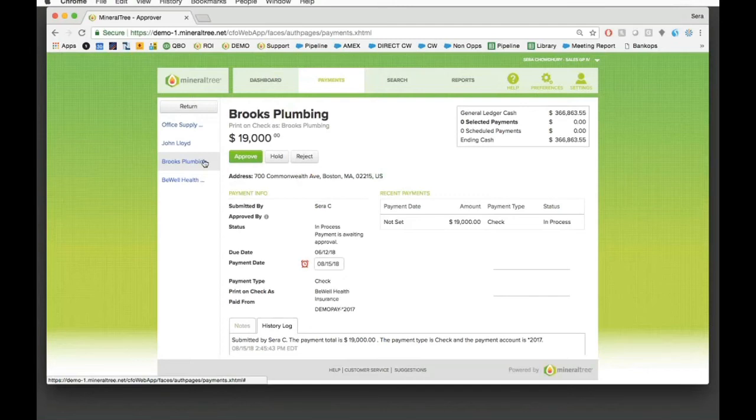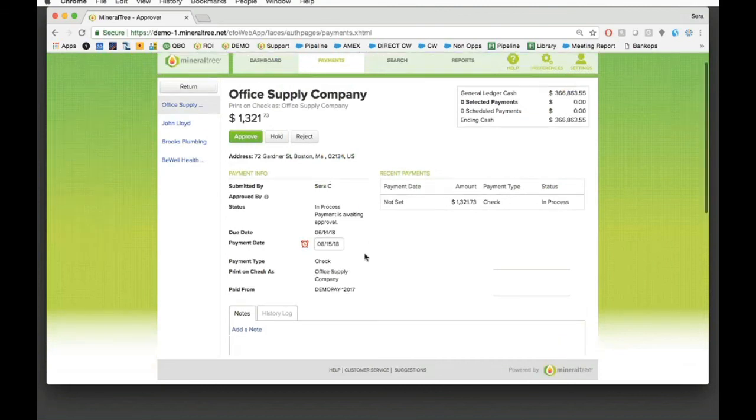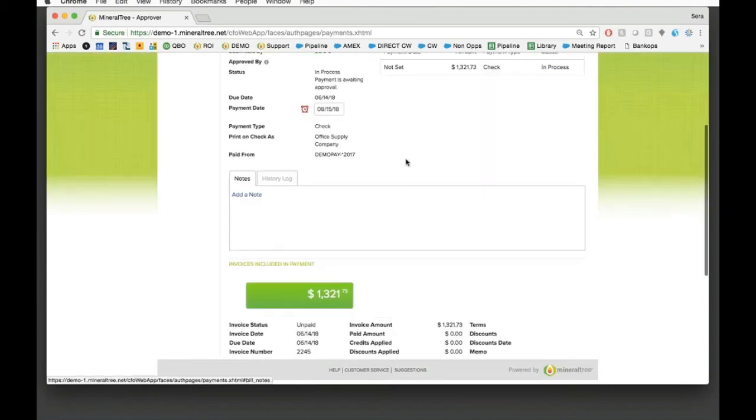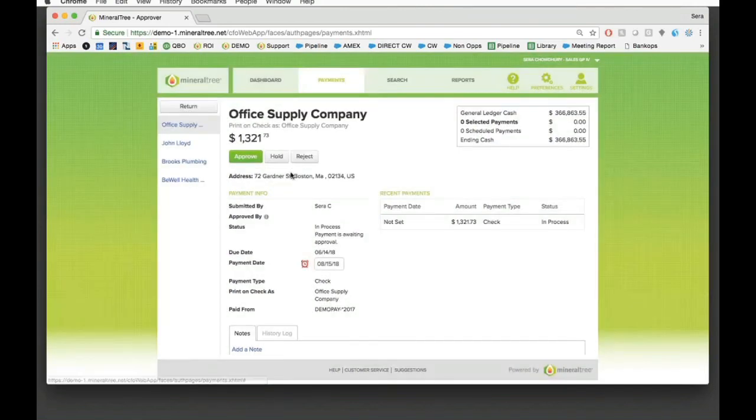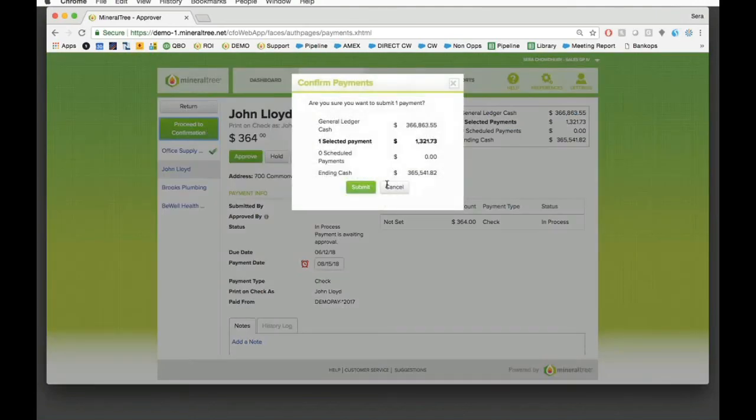So every single piece of information and more will be at the tip of your fingers for every payment that you're making. You can see the notes that the approvers wrote. You can see who approved it, and other payments that were made on the invoice. And when you're ready, if you need to reject it for some reason, you can easily hit reject and then submit it back to the accounting manager. They'll get an email letting them know why you rejected it. You can hold it and come back to it later, or you can hit approve and then proceed to confirmation. Once you hit proceed to confirmation and submit, that is when we're sending out that check for you.